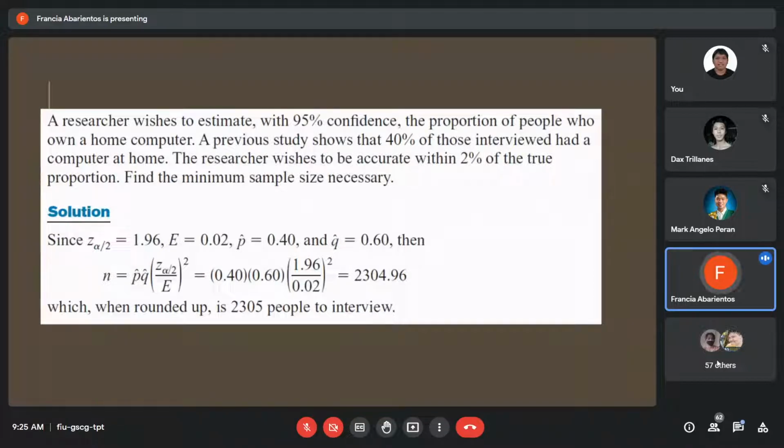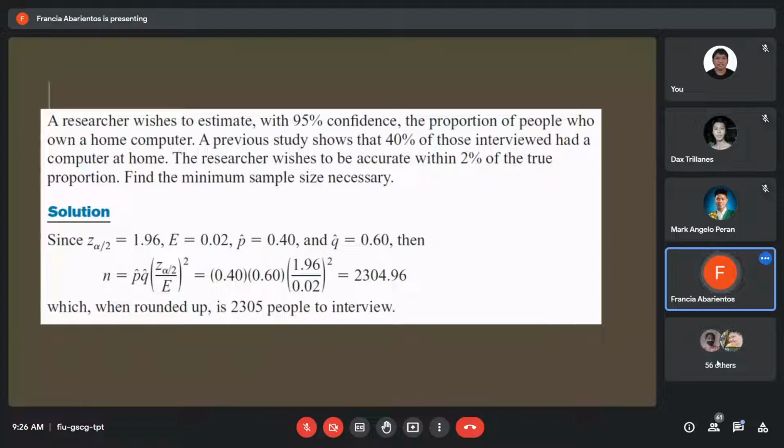We have a researcher who wishes to estimate the 95% interval, or the confidence, and the proportion of people who owned a home computer. A previous study shows that 40% of those interviewed had a computer at home. The researcher wishes to be accurate within the 2% of the true proportion, so find the minimum sample size necessary.